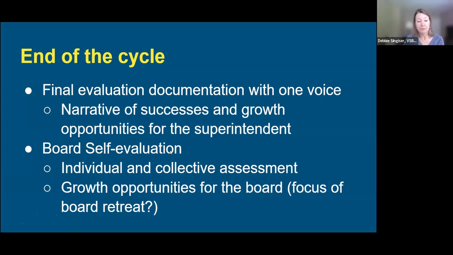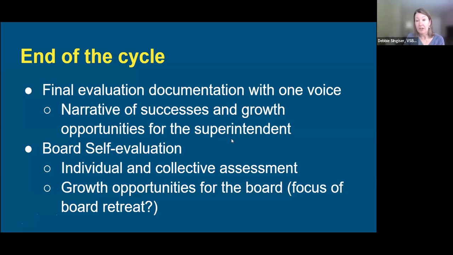This is a good time to discuss possible goal areas, and that will be included in the final evaluation documents. The board chair or designee then creates a summary document that is reviewed and approved by the full board. Following the distribution of the final document to all parties, the board and superintendent will meet to discuss the evaluation, and ultimately the chair and the superintendent will sign it.